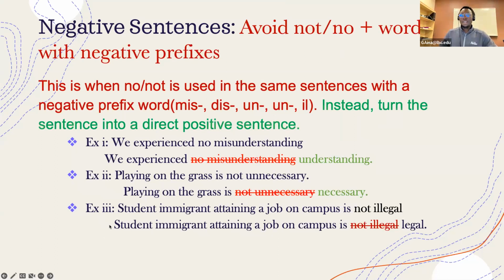And then the final example: student immigrants attaining a job on campus is not illegal. Patrice, can you help me with that?